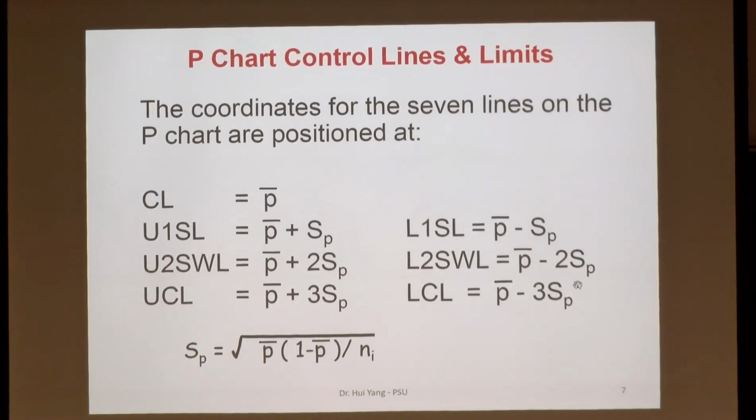Now based on what we have discussed, for the p chart, first we get the total defective divided by total sample size. Then this is p bar. Then one standard deviation line, plus minus 1 standard deviation, then plus minus 2 standard deviation. But we have a p. This is the standard deviation of my p. Okay, p is a proportion defective. And then plus minus 3 standard deviation. And this is the SP.